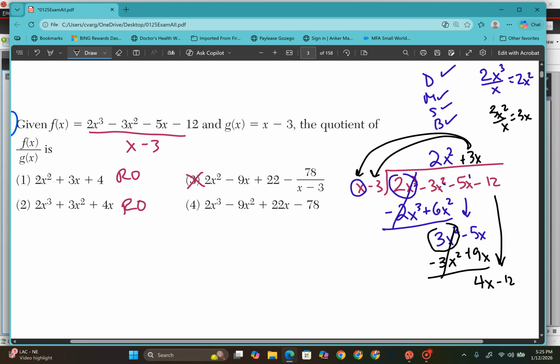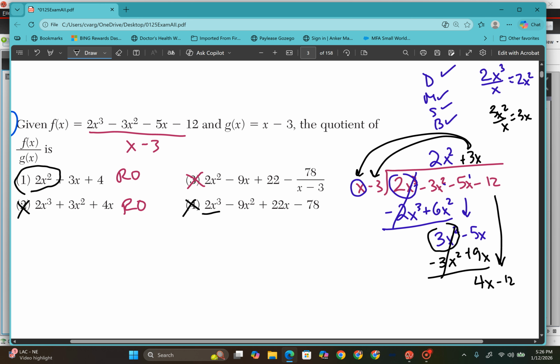Can we stop actually? No. Actually, yeah, we can, right? This says 2x to the third, so that's automatically wrong. So we know it's going to be 2x squared. So the only one that has 2x squared is that one.